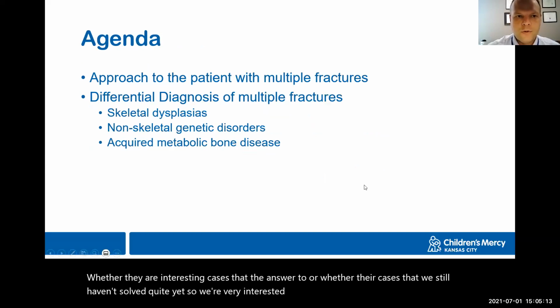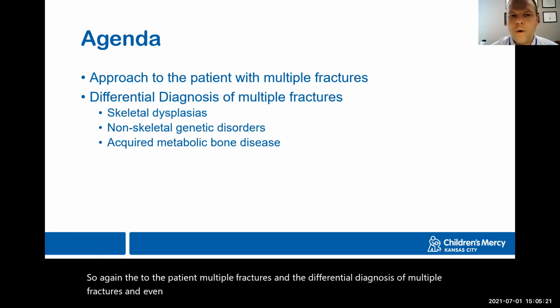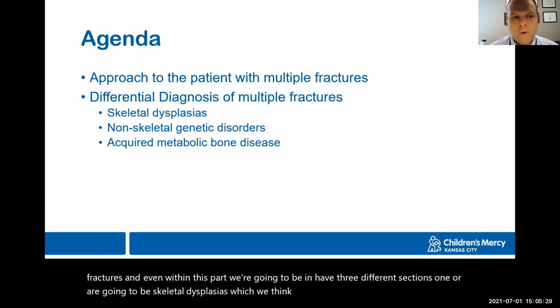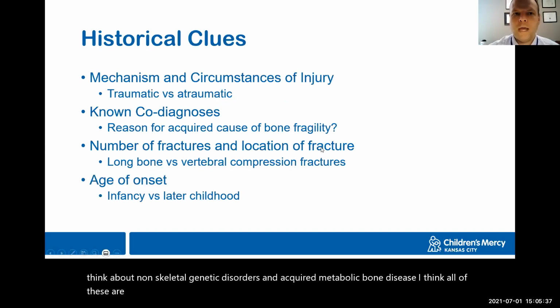So here are my disclosures. So again, the approach to the patient with multiple fractures, and then differential diagnosis of multiple fractures. And even within this part, we're going to have three different sections. One is skeletal dysplasias, which we think about, but then also I think it's important to think about non-skeletal genetic disorders and acquired metabolic bone disease. I think all of these are important to consider when we're looking at that patient.